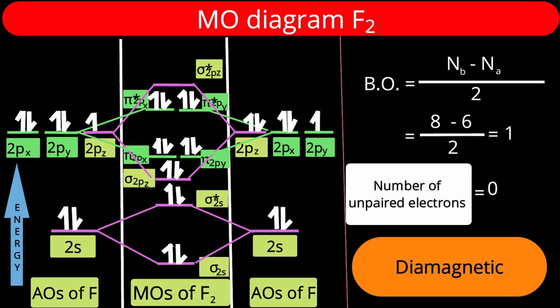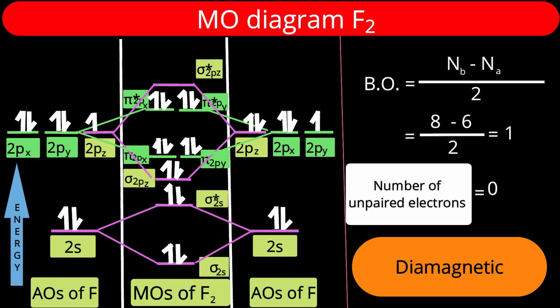Let us talk about pi orbitals. Pi 2px and pi 2py have 4 electrons, meaning they should form 2 pi bonds. But antibonding pi star 2px and pi star 2py also have 4 electrons. So those will oppose the formation of those 2 bonds. So pi bonding will not be there. So whatever one bond we calculated, that is a sigma bond.